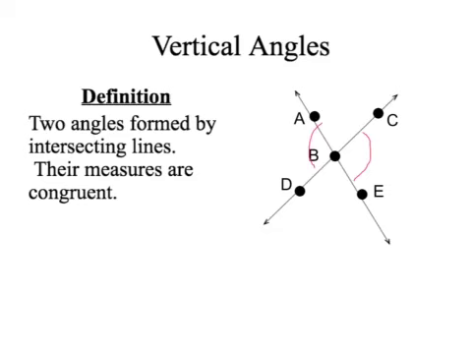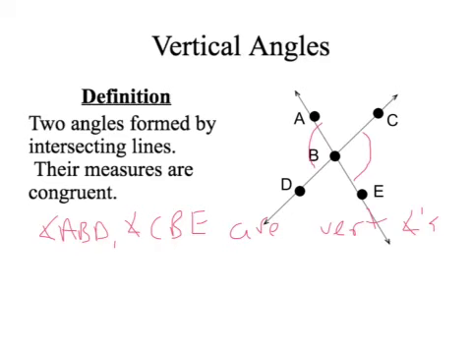To name those angles, it would be angle ABD and angle CBE. They are vertical angles. Those are the left to right pair, but you always also have a pair on top and bottom. If we look at the top and bottom, that would be angle ABC and then angle DBE. So the top and bottom angles are also vertical, which means they are equal to each other.